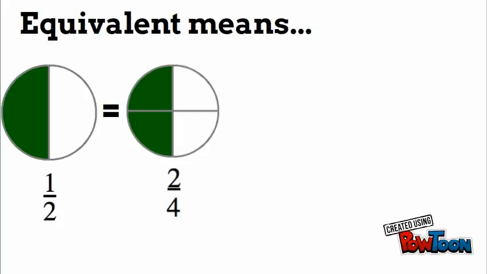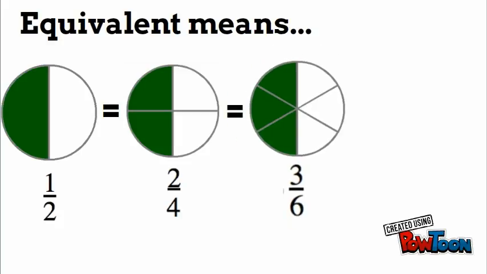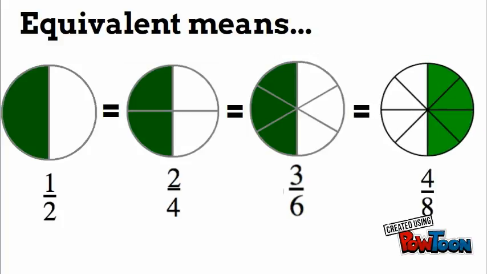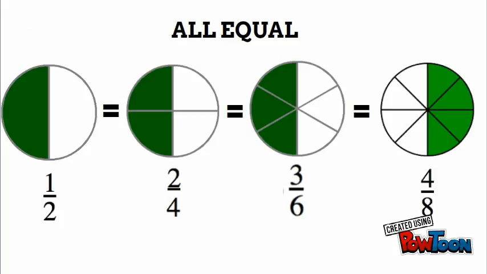We could keep this pattern going, finding more equivalent fractions. So we get 3/6. We could get another 4/8. And we would say these are all equivalent fractions. The only thing different is that they've been cut into smaller slices, but they are all equal.